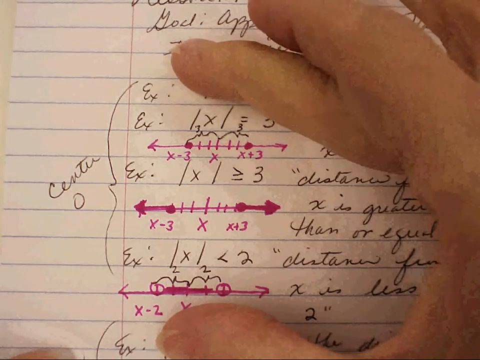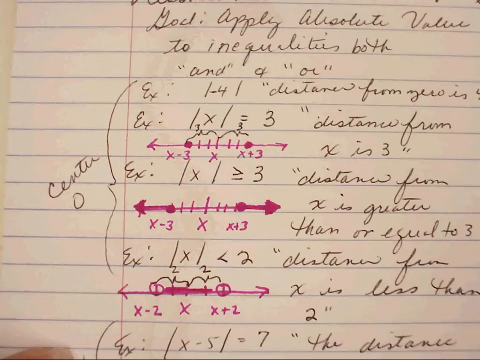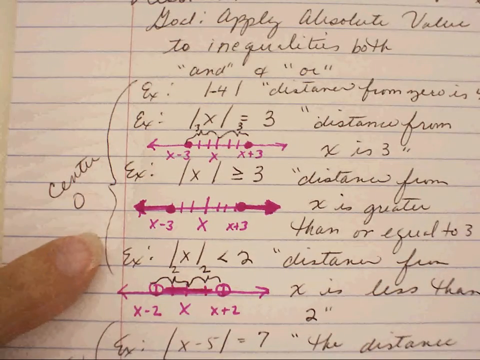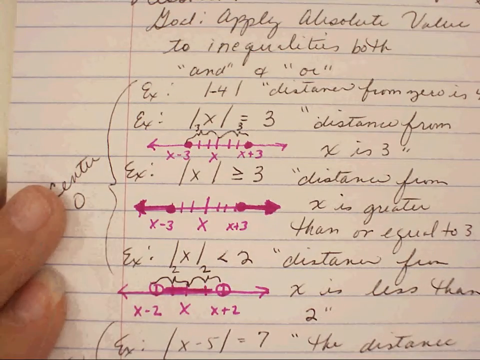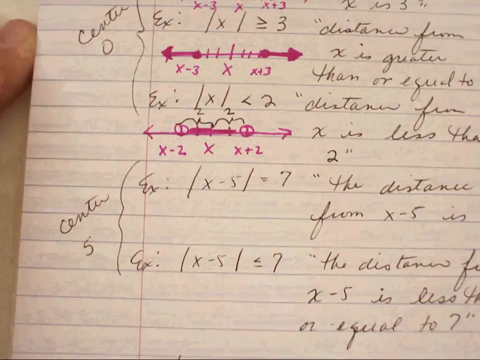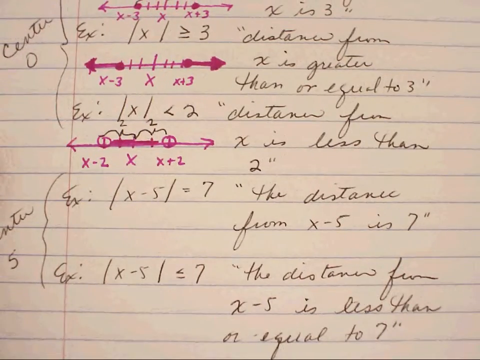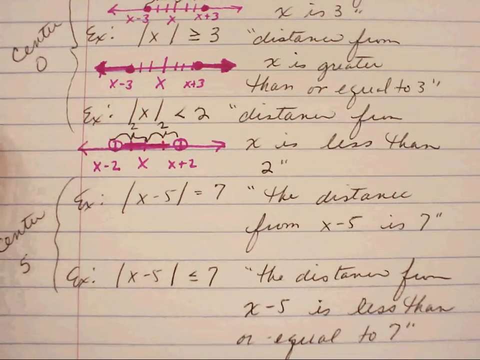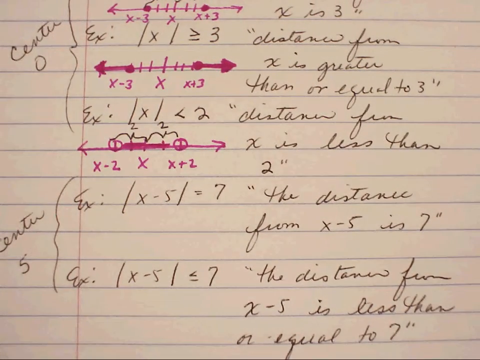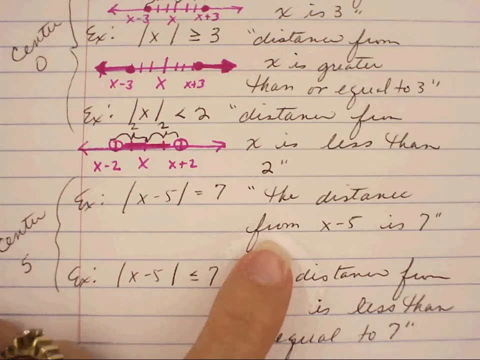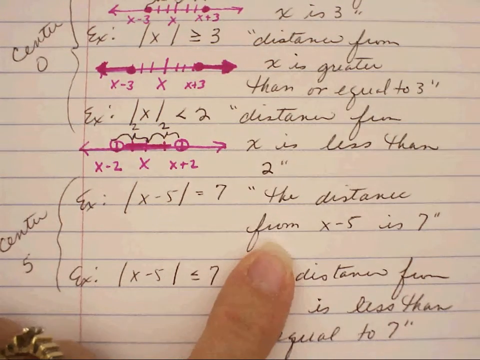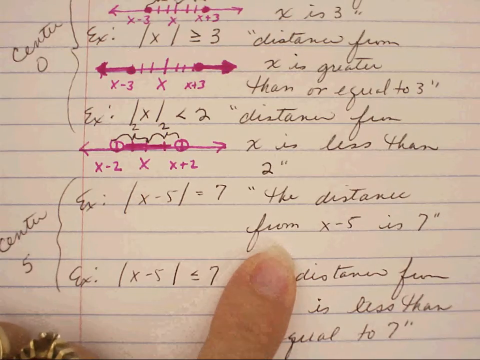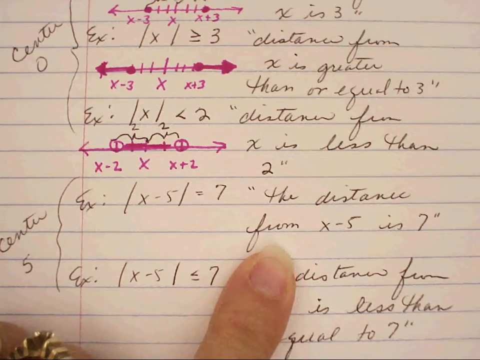Okay. The center on all of those would really be 0, okay? So make sure you add that note to the side, that each of those really has a center at 0. Because in the next set, the center is going to change. The next set says absolute value of x minus 5 equals 7. The way you say that in words is the distance from x minus 5 is 7.